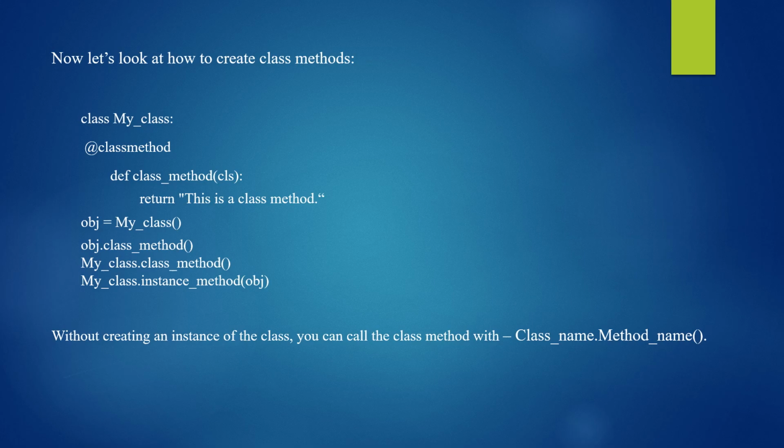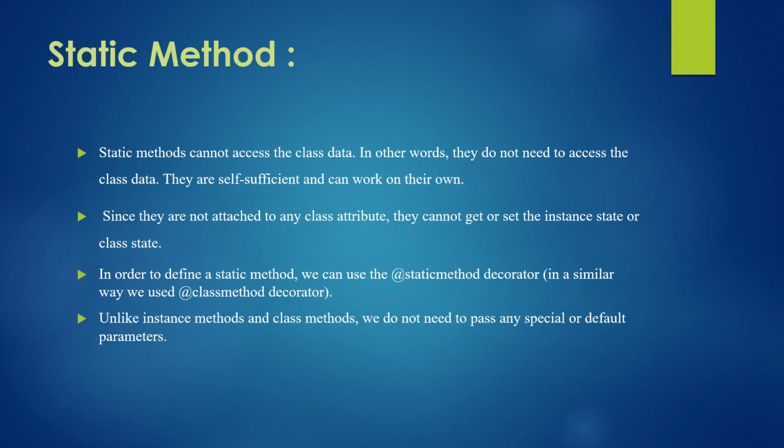Next, we will discuss the last method in Python, that is the static method. Static methods cannot access the class data. In other words, they do not access the class data. They are self-sufficient and work on their own. Since they are not attached to any class attribute, they cannot get or set the instance state or class state.